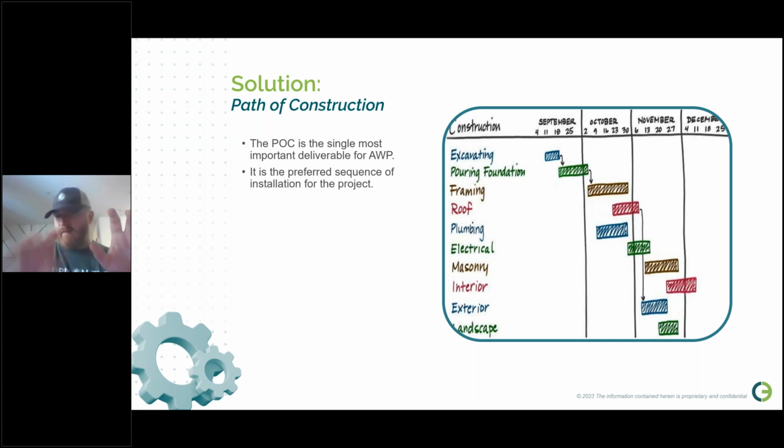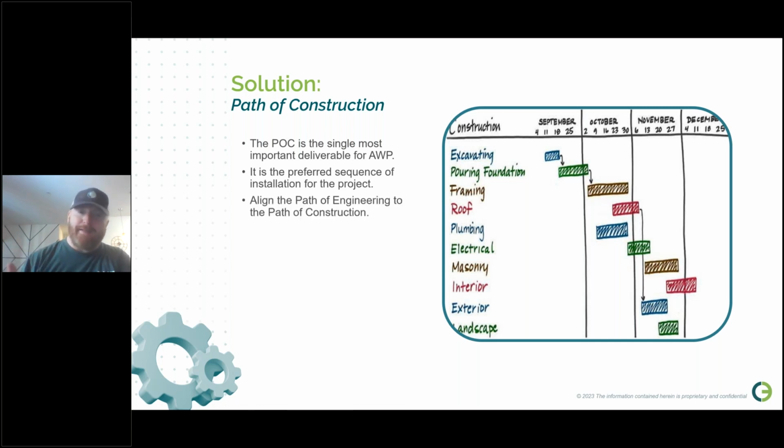We want to build this area, then this area, then this area, whatever that reasoning is. You're giving construction an opportunity to say, without significant constraints, what sequence do you want to build this in? And then the next step, once you have the path of construction, you need to align it back to the path of engineering. Engineering needs to understand the order in which we've got to provide these things to construction. For this to be effective, the path of construction can't sit there and be ignored by engineering. It's only effective if it's brought back.